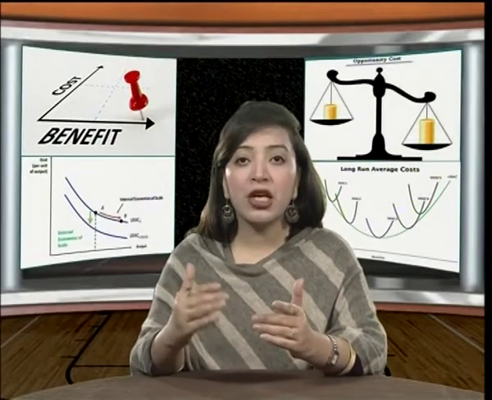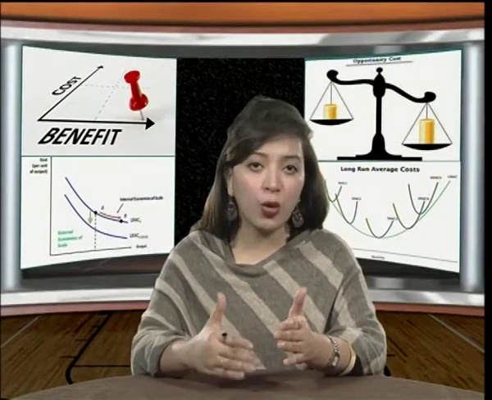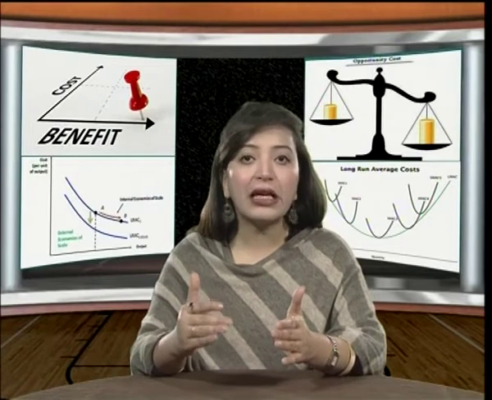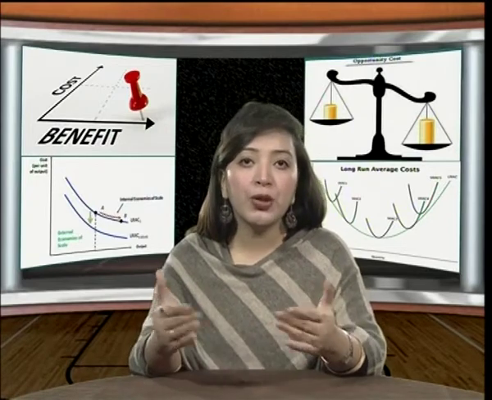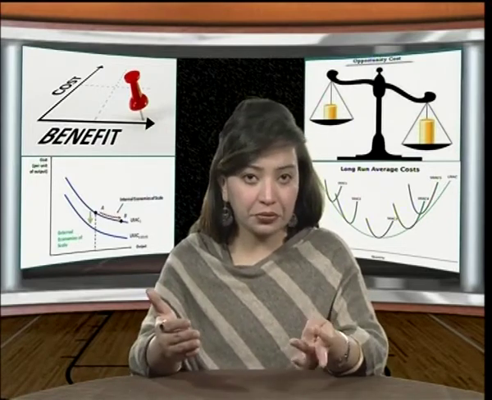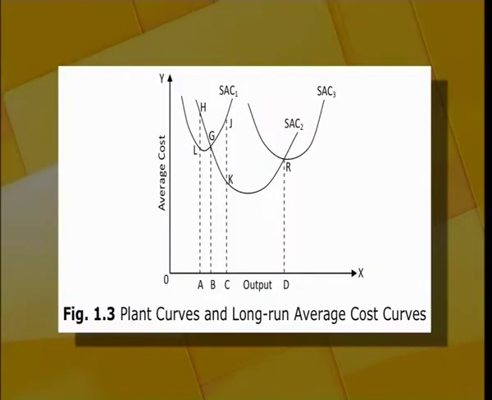If the firm plans to produce an output which is larger than OB but less than OD, then it will not be economical to produce on SAC1. It will be seen from image 1.3 that the output larger than OB but less than OD can be produced at a lower cost per unit on SAC2 than on SAC1. Thus, the output OC, if produced on SAC2, costs CK per unit, which is lower than CJ, which is the cost incurred when produced on SAC1.